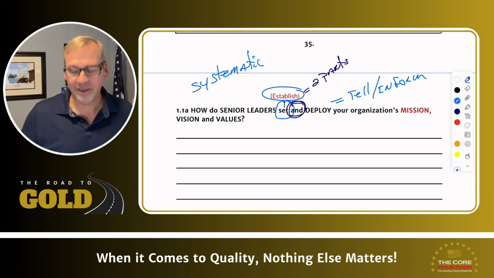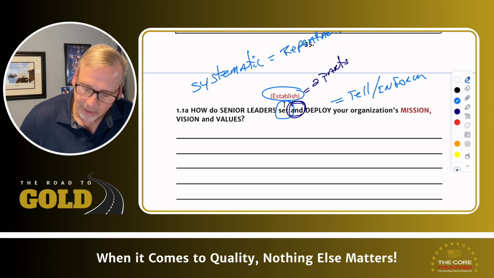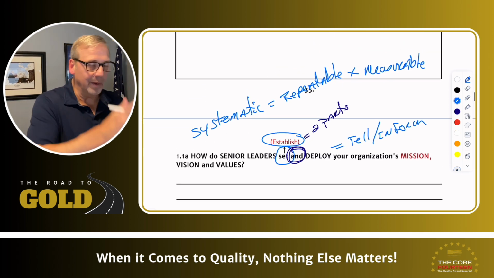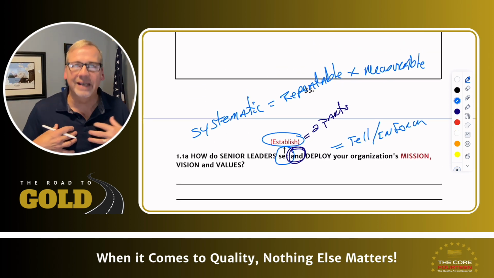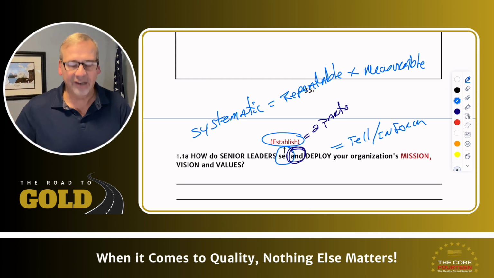And systematic just simply means that something is repeatable, and measurable. So if something is, you can't see my writing. If something is repeatable and measurable, we consider it systematic. Means it's not reactive, it is proactive. It is something that we can tell, we know, right?